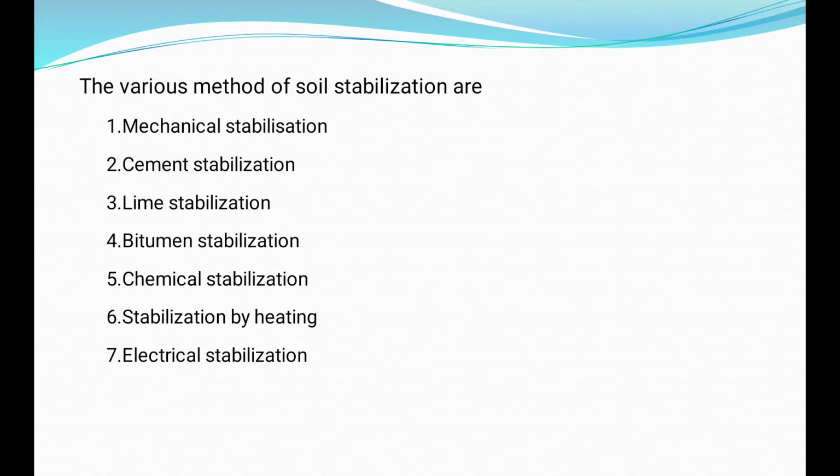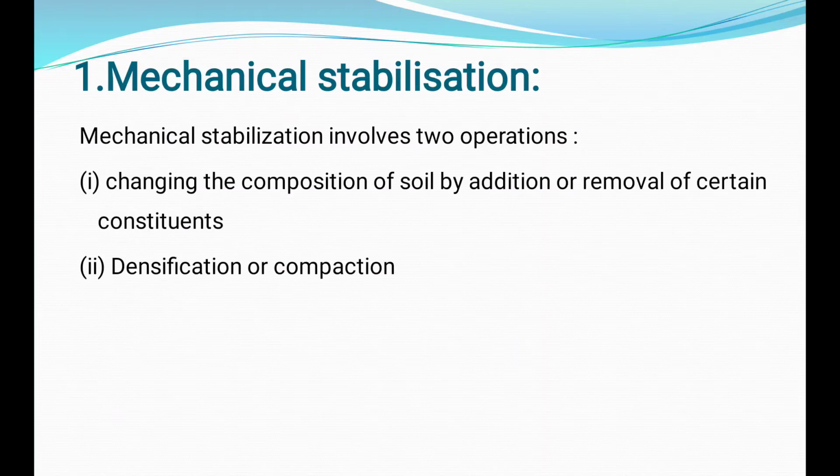First one is mechanical stabilization. Mechanical stabilization involves two operations: changing the composition of soil or densification of soil. Changing the composition of soil is done by addition or removal of certain constituents. In densification or compaction, the compaction process is carried out so that the pores in the soil come close together and are packed, and finally densified structures are made. So further, the failure of the retaining wall is to be avoided.